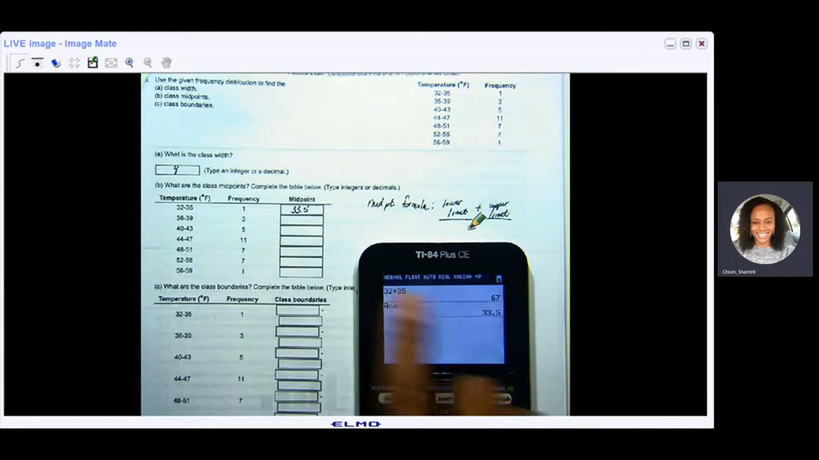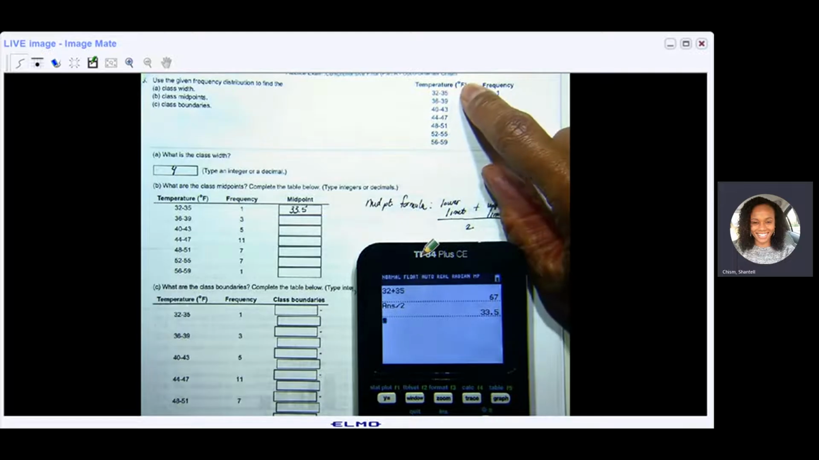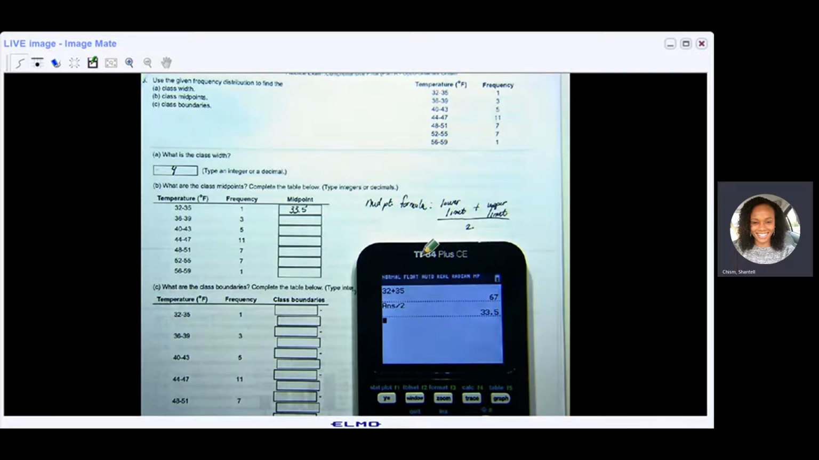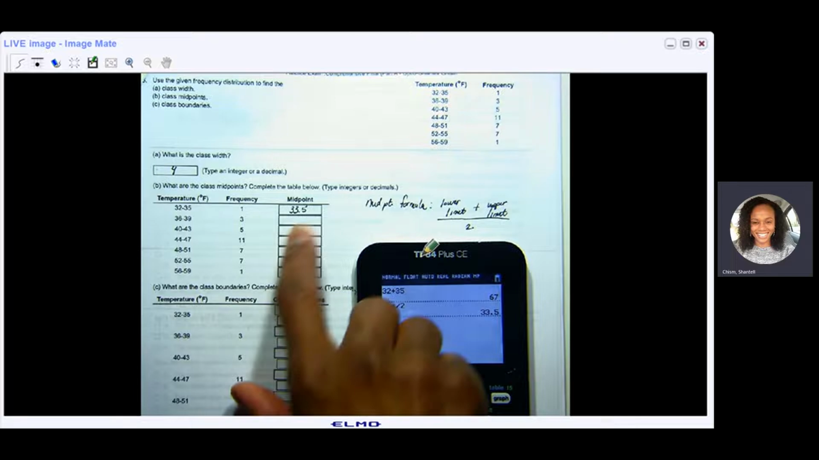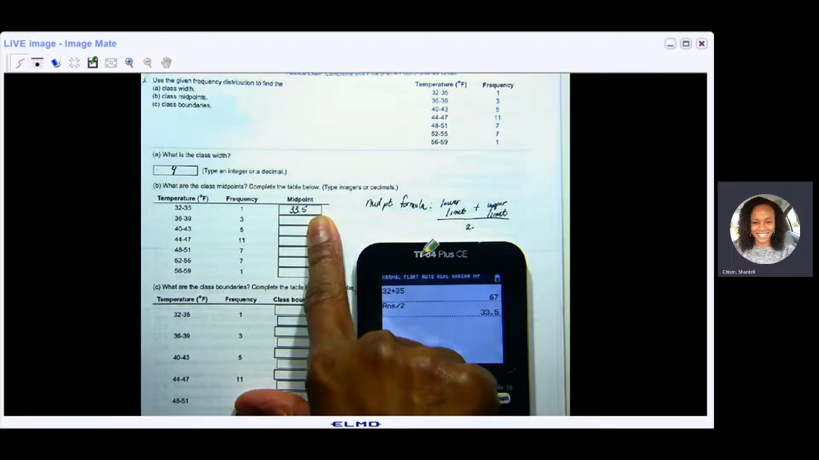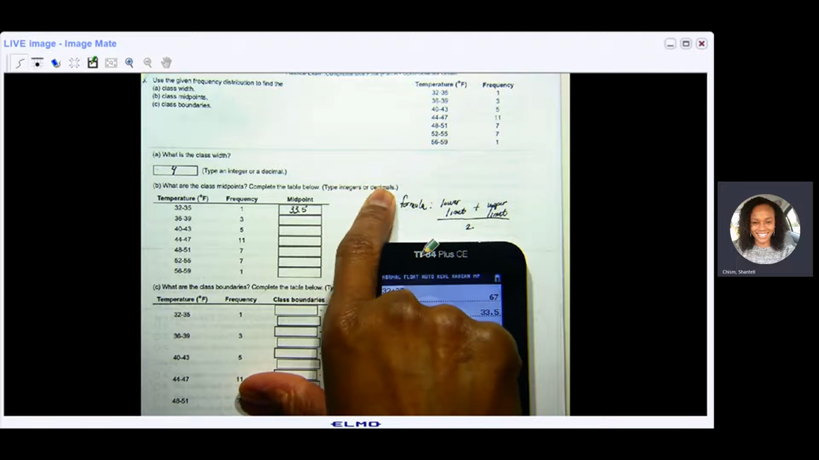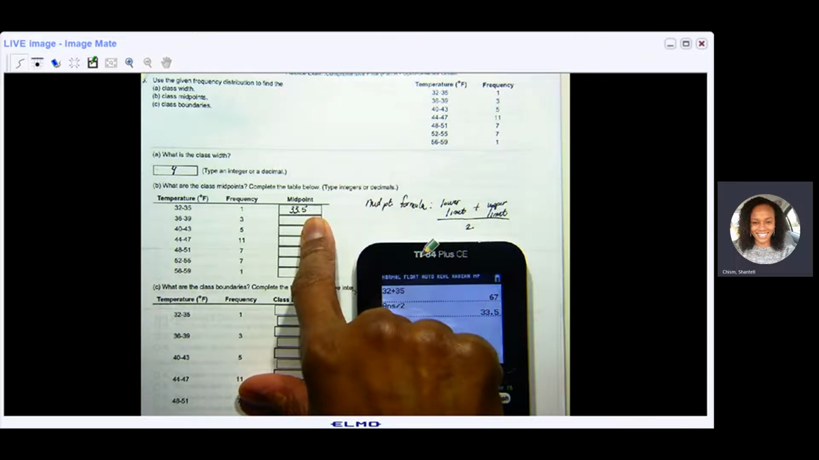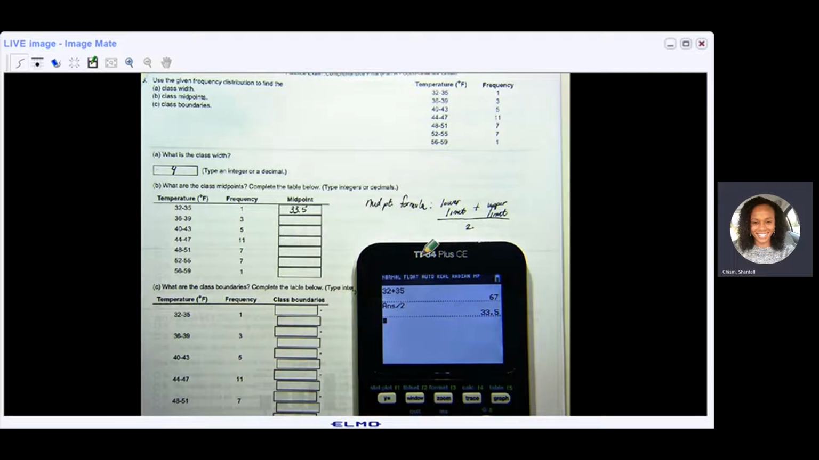Then we get to the midpoints. So the midpoint formula, again, is the lower limit plus the upper limit, and then divided by 2. And we do not round the midpoints. Do not round the midpoints. Notice it said type integers or decimals, depending upon what it is. You do not round midpoints.